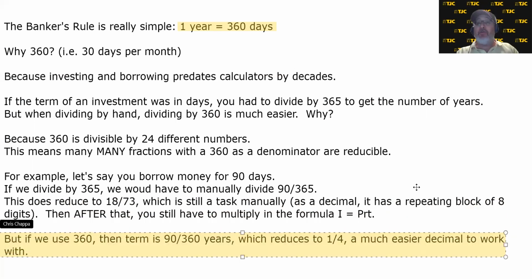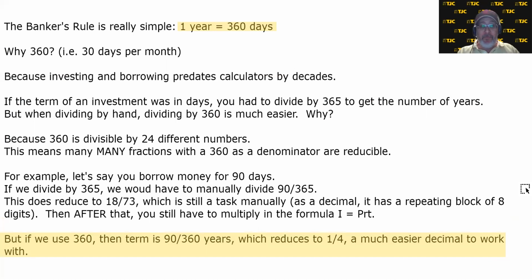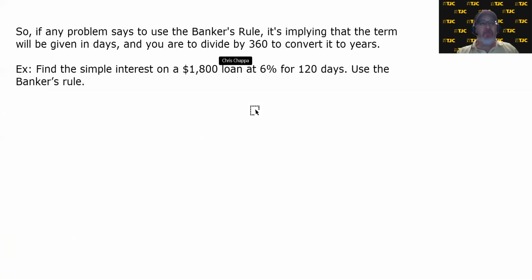But if we use 360, then the term would be 90 divided by 360, which reduces to 1/4, a much easier decimal to work with. So in short, the Banker's Rule says there's 360 days in a year, and before technology, that made changing days to years much easier to do manually. So if any problem says to use the Banker's Rule, it's implying that the term will be given in days, and you are to divide by 360 to convert it to years.